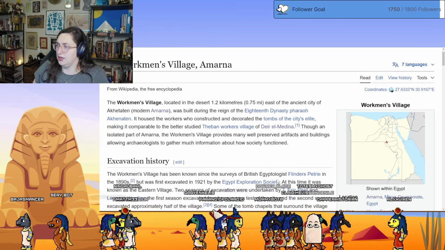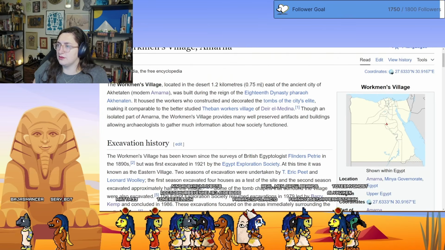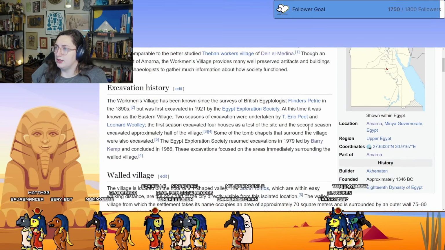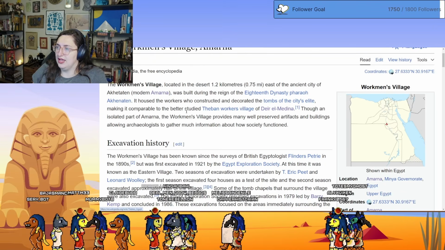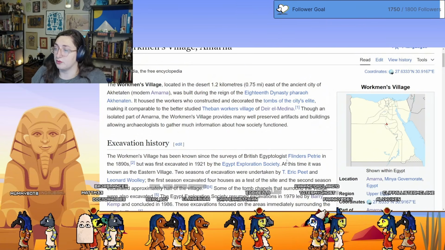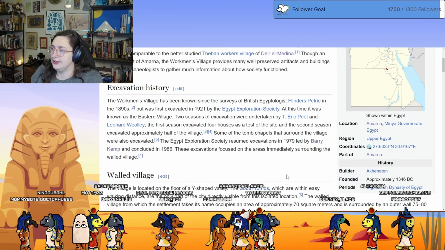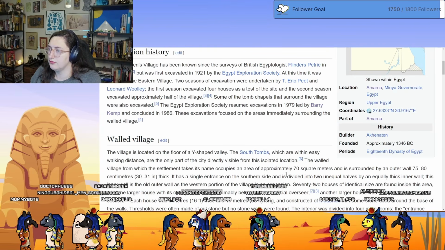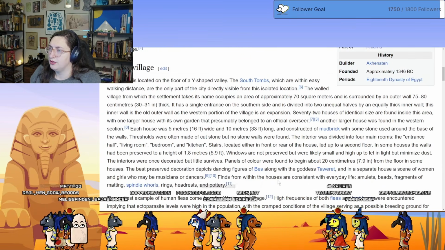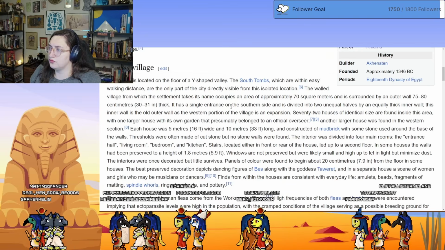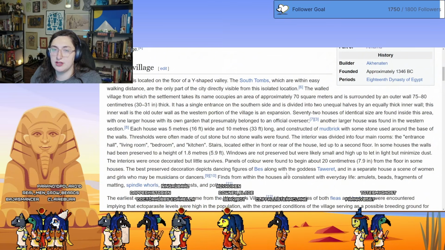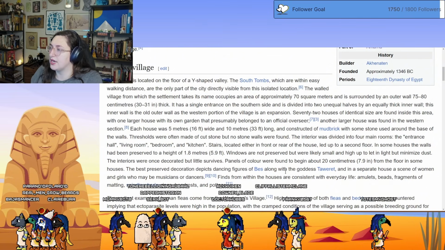Let's just see. So it's about 0.75 miles, 1.2 kilometers from the actual city. This says it's making it parallel to the better studied Deir el-Medina, but it is really, really well preserved. It's also very close to the South Tombs. I think that's what we'll probably talk about next time, is all the tombs, because I think we still have time to talk about the village today.